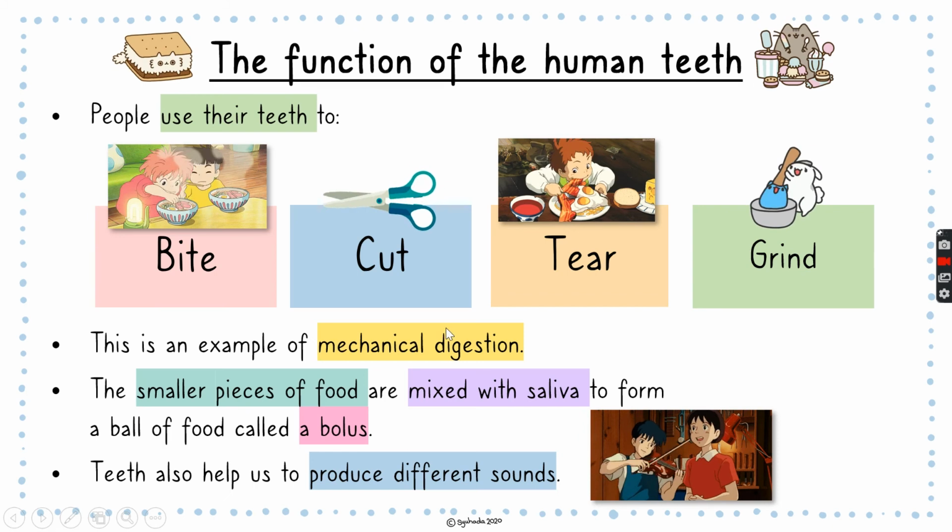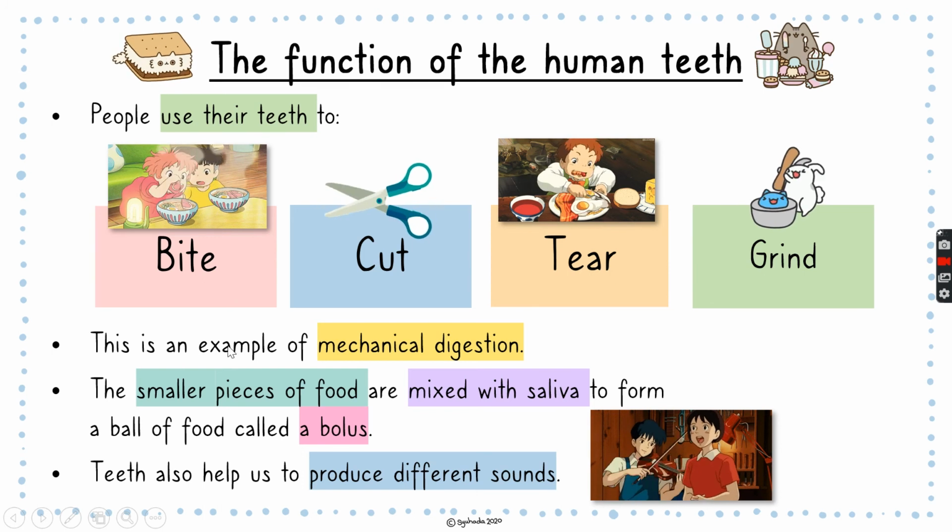There are many types of human teeth, and let's first talk about their function. People use their teeth mainly to bite, to cut, to tear, and to grind food. These are all examples of mechanical digestion. The smaller pieces of food are then mixed with saliva to form a ball of food called a bolus.